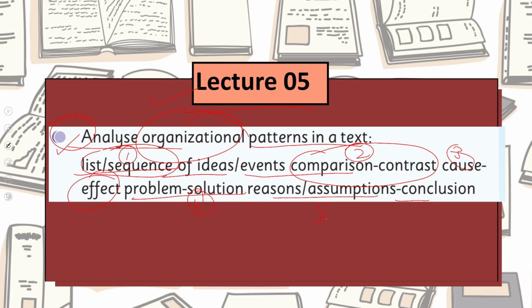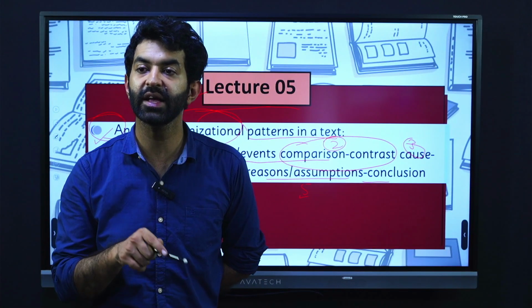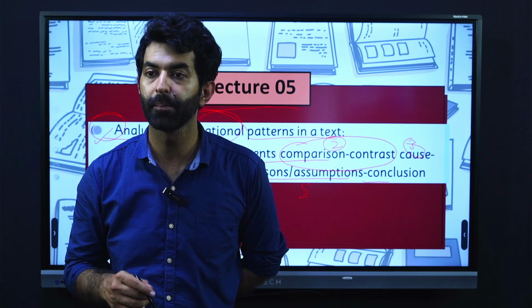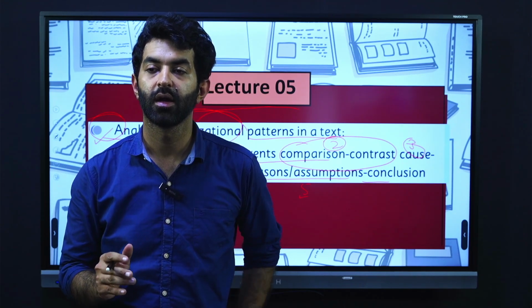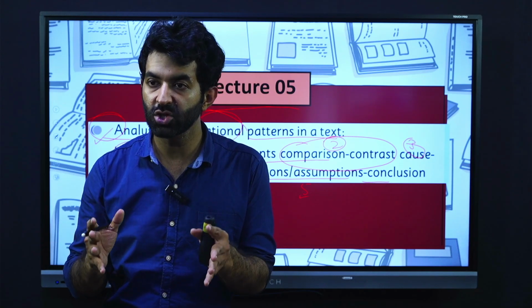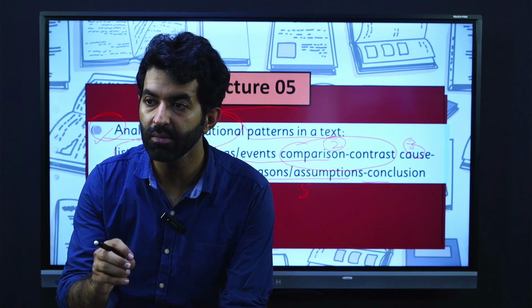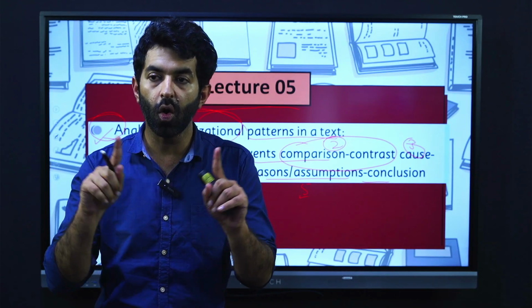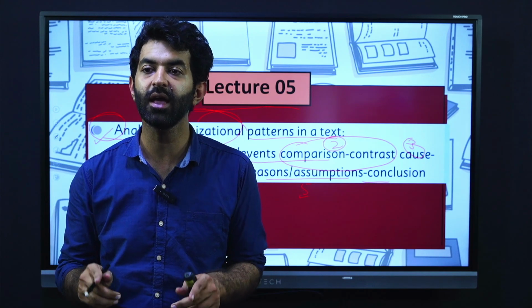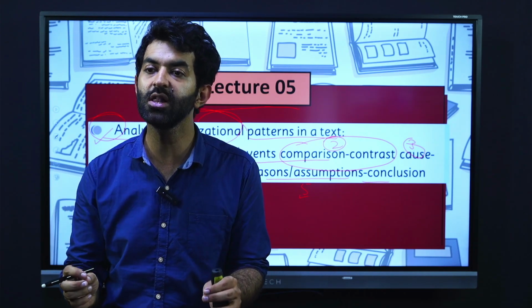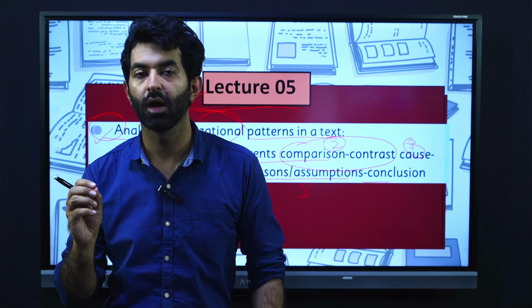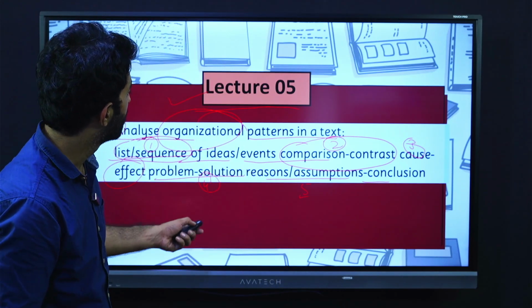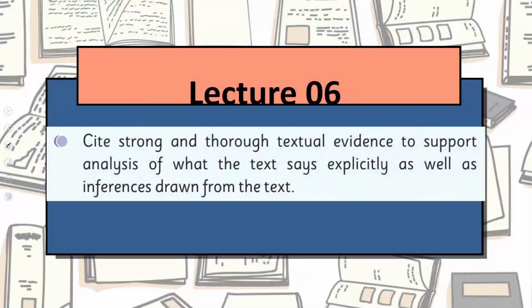So we are going to see all these things जो कि एक टेक्स्ट में, एक प्रोज में हम फाइंड करते हैं. Cause effect relation, what is the problem, what is the solution of that problem mentioned in the text. So all these things, इसको हम क्या कहेंगे? Organizational patterns of a text. So we will analyze with a different text.